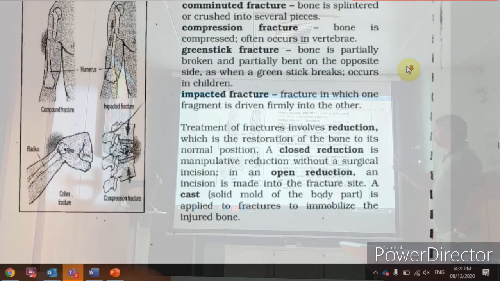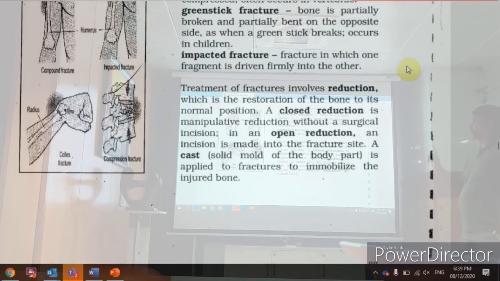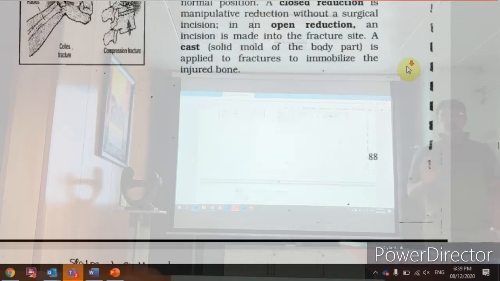And how do you treat it? Reduction, either closed reduction or open reduction, and a cast is put on it. Are we clear?